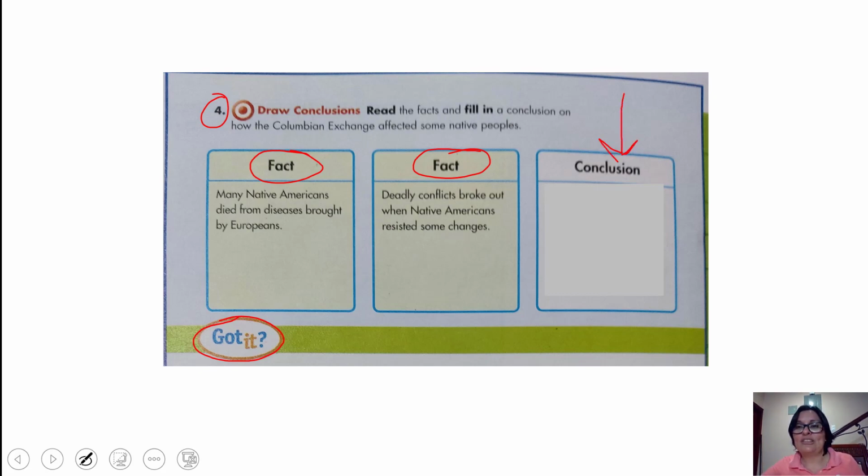So, what can you conclude after reading these facts? Was the Columbian Exchange something good for American people, or not? For the majority, it was something bad, right? So what can we conclude? We can conclude that the Columbian Exchange had harmful effects on some Native Americans.